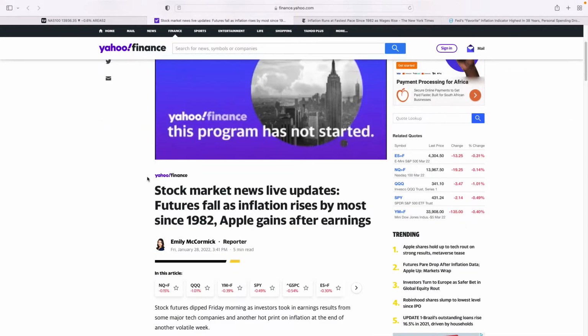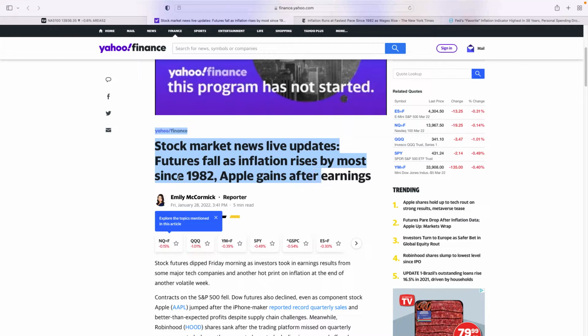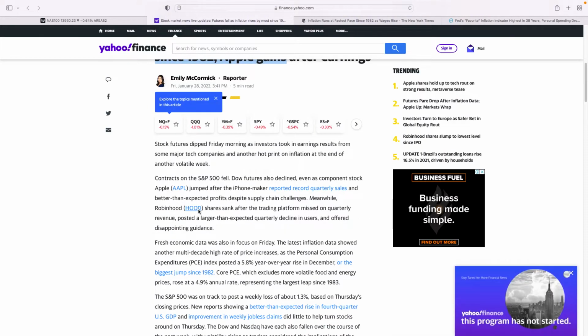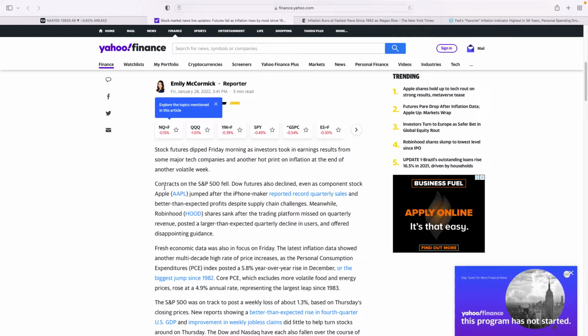Now this article from Yahoo Finance is telling us that the stock market futures fall as inflation rises by most since 1982. Apple gains after earnings, and Apple is up 2.62% for the day because of that. Microsoft 0.09%, Amazon 0.38%, Facebook's down, Tesla is down, Google is down, and it's just red, as you might have seen. Now it says contracts on the S&P 500 fell, Dow futures declined, even the component stock Apple jumped.